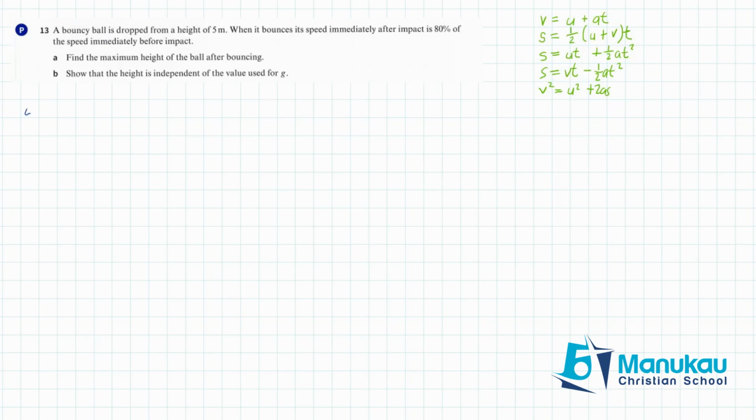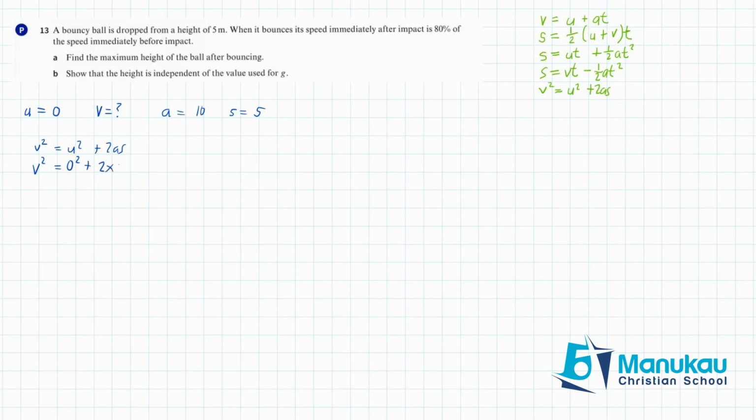It's dropped, so we know that u, our initial speed, is 0. We want to find v when it hits the ground. And I'm going to take my acceleration as equal to 10. I'm just going to go with the direction downwards as my positive direction for this. And then we know that s in that case is 5. So we can go ahead and use v squared equals u squared plus 2as to figure out what our speed is with which it hits the ground.